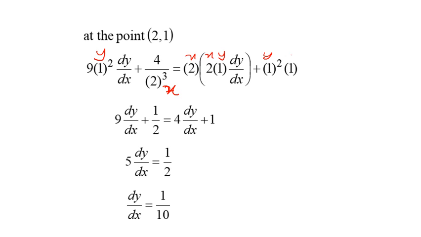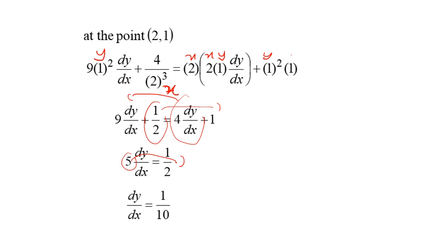So 9, and then this one is 4. So bring here 9 minus 4 is 5 dy dx, and then here 1 minus 1 over 2. Of course, it is 1 over 2. And then lastly, bring 5 to the right hand side, so we divide by 5. So that's why the answer is 1 over 10. Okay.